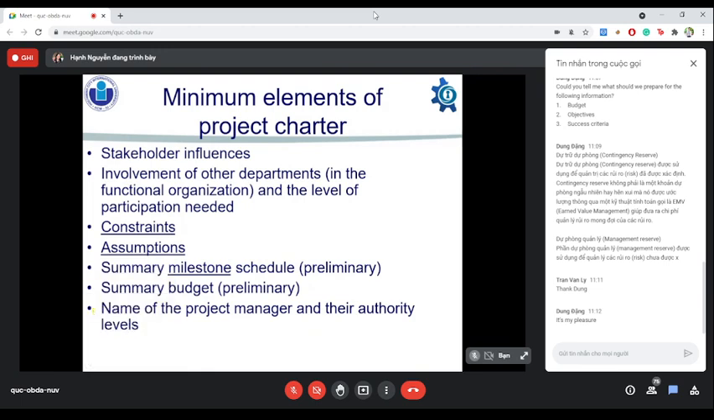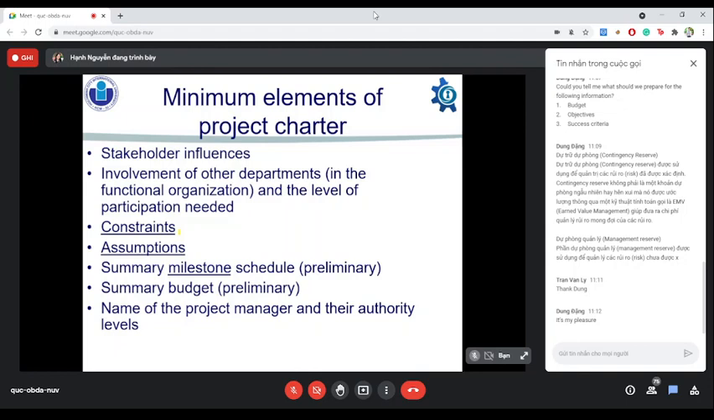Next is about the constraints and the assumptions of the project. A constraint is anything that restricts the functions of the project team. And an assumption is an event assumed to be true. Like the project has a hard end date that cannot be moved due to circumstances outside the control of the project, or perhaps the project has a budget. Both of these things are example constraints.